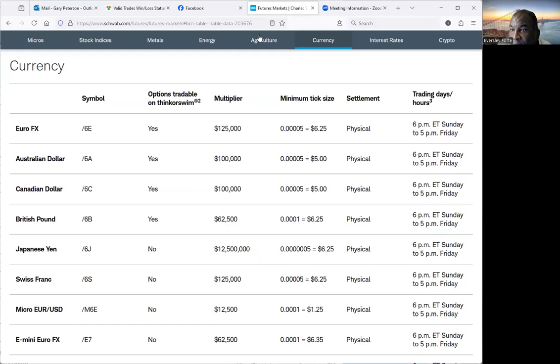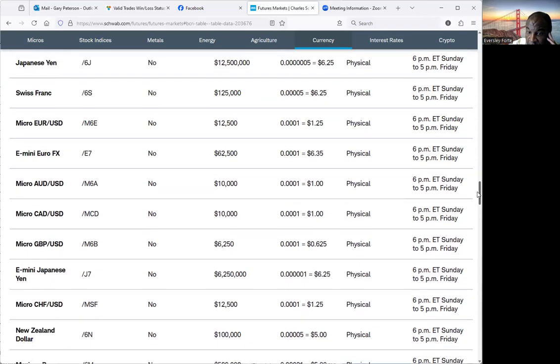And I'm going to go over, this is on Schwab. And these are the currency futures which are available. We just trade Euro, Australian dollar, Canadian dollar, British pound, and Swiss franc. One of the benefits of trading the currency futures is that we have micro futures available. That is a big plus. It's one-tenth the size of the full-size contract, and also one-tenth the margin.